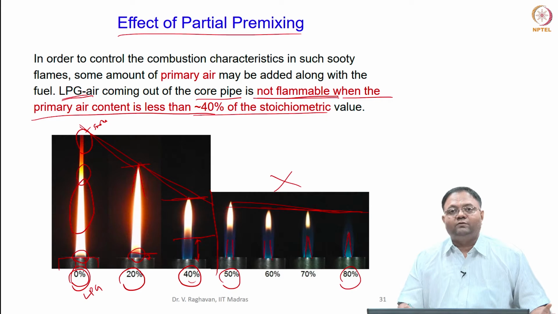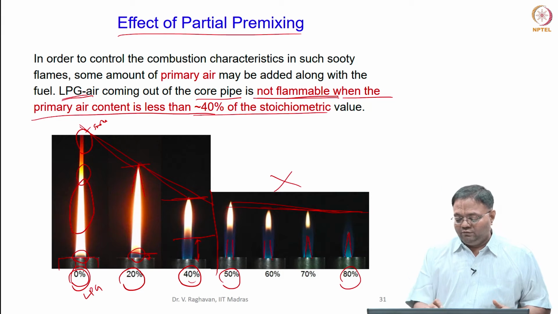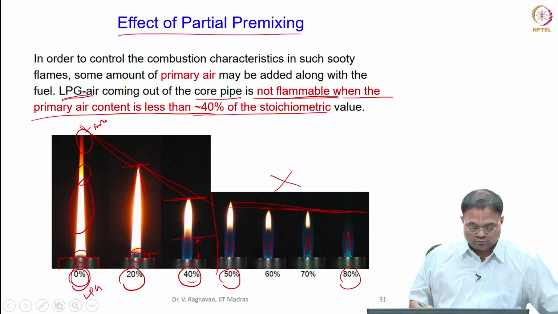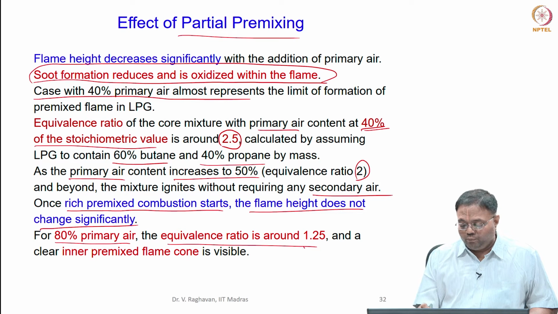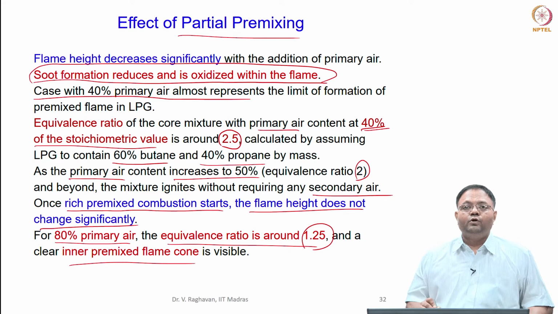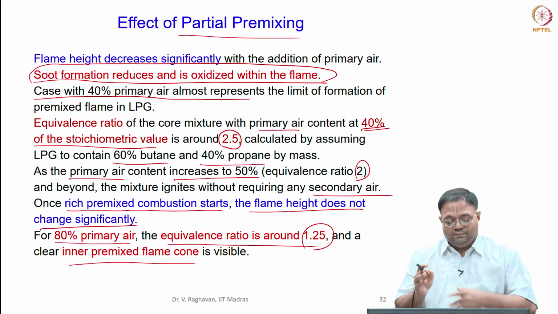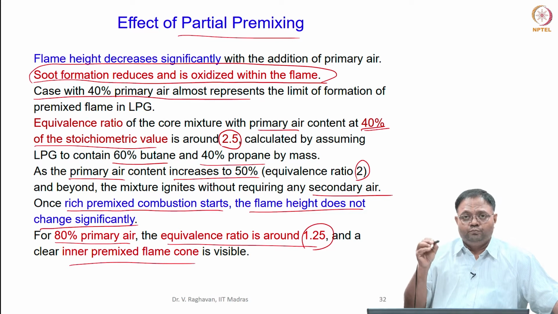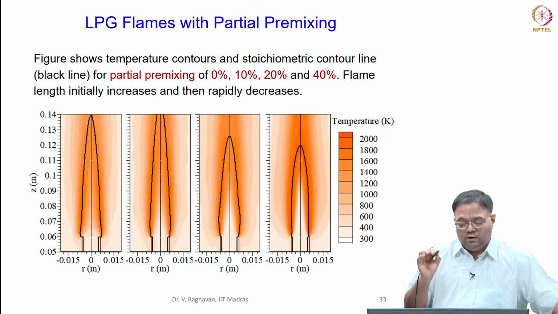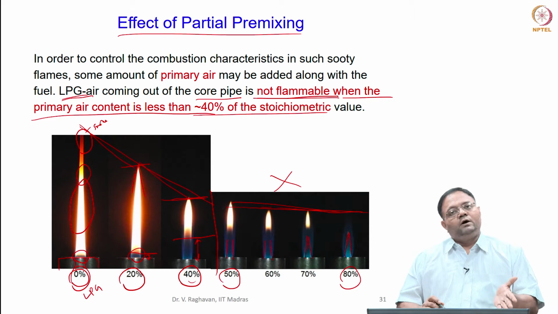Even here we are not supplying 100%, correct? We have 50, 60, 70, 80% of the primary air supplied, that is not 100%. The equivalence ratio is not 1 here, and you can see that the flame height does not change much. At 80% primary air, the equivalence ratio is around 1.25. You can see clearly the inner flame cone. That is the transition from the diffusion to the premixed regimes. But we will now stop. As I told you, when you want to operate the burner in diffusion mode, it is better to stop at this 40%, which is the limit of the formation of a premixed flame.